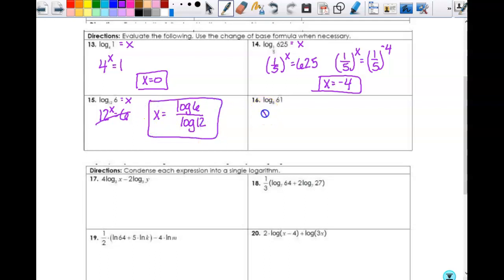Here I'm going to get 8 to the x power equals 61. Again, I can't get a common base, so I can't do it that way. So x is equal to the log of 61 over the log of 8. And there's my answer.